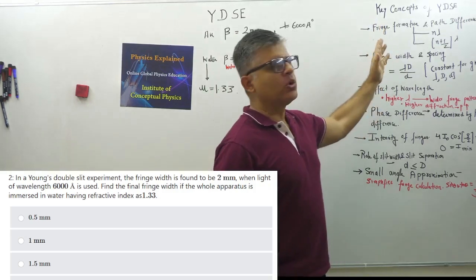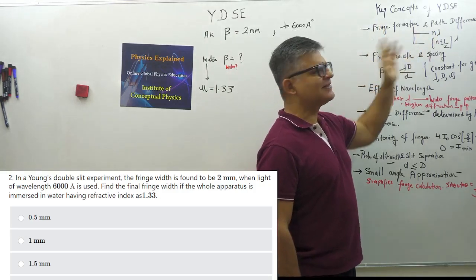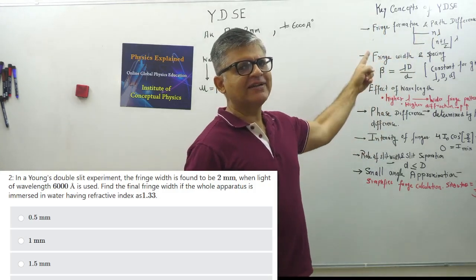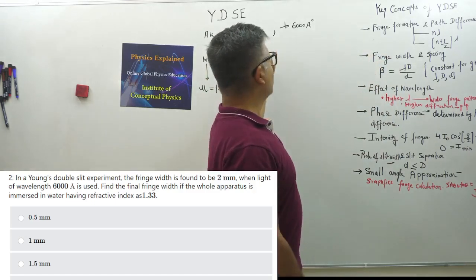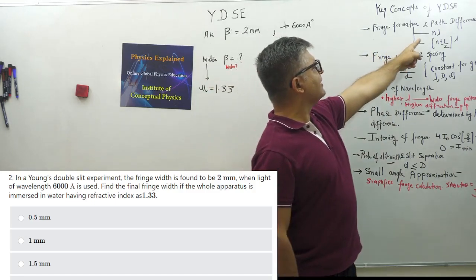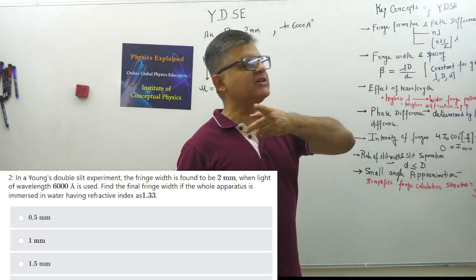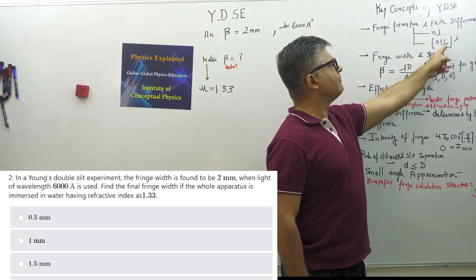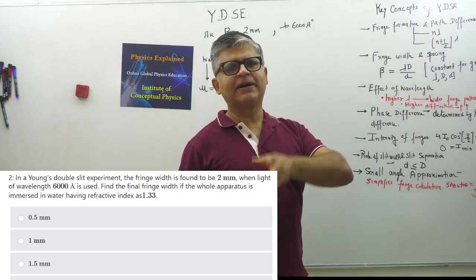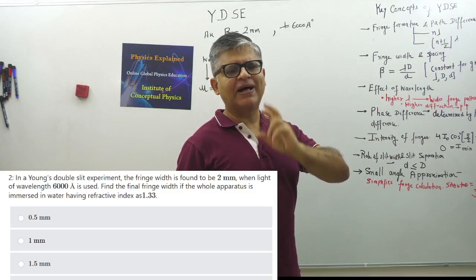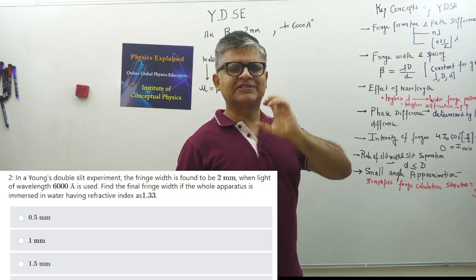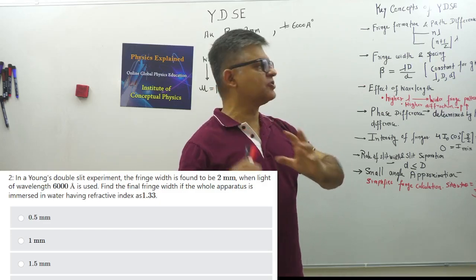First concept you should know is the fringe formation and path difference, and I will relate these concepts to this problem. When the path difference is a multiple of lambda, it is a constructive interference. When it is n plus 1 by 2 into lambda, which means lambda by 2, 3 lambda by 2, the path difference is for a destructive interference, so a dark fringe is obtained.